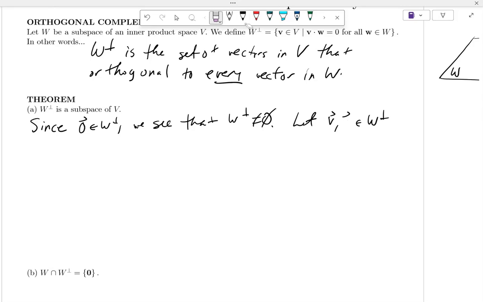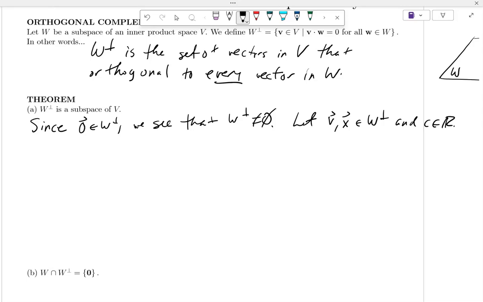So let's take two vectors, V and X, in W perp. I'll use W for something in W. And we'll take a scalar c in R. You already told me I need to show that it's closed under addition and closed under scalar multiplication. So I need to show that V plus X is back in W perp, and I need to show that c times V is back in W perp, right?